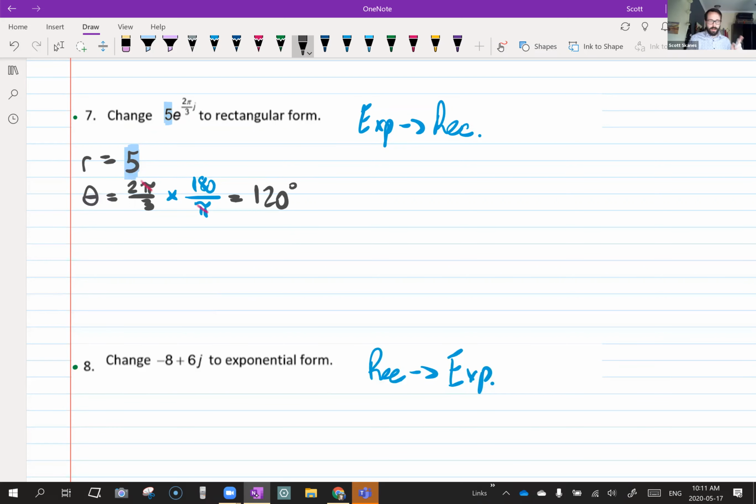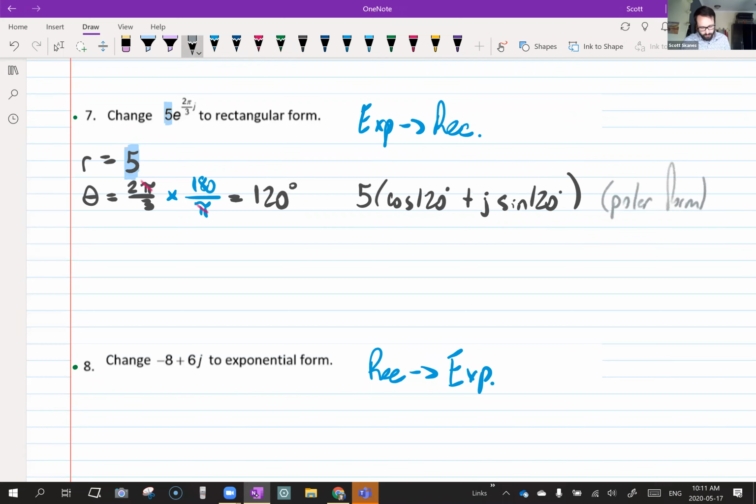Okay, so now what I have is 5 cosine of 120 plus j sine of 120. Don't forget that this is our polar form. And I got it in polar form because now I can just multiply through and it'll give me rectangular form. That's the whole point. So let's multiply through.